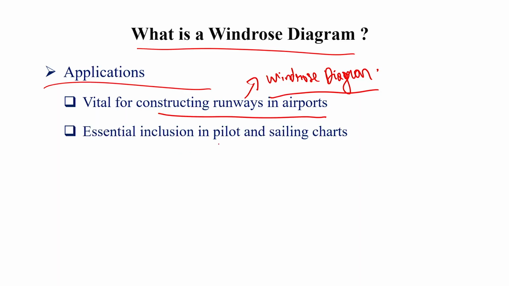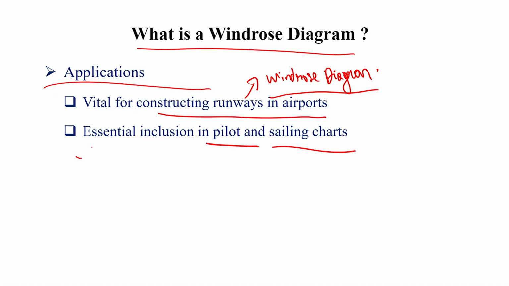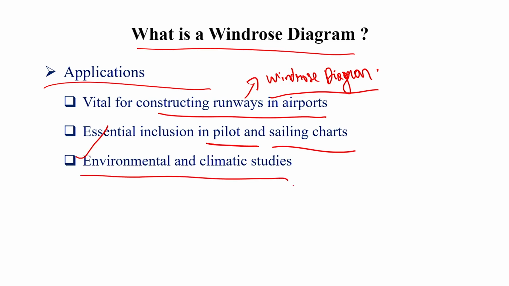The next one is, it also helps the pilots and sailors. So, they get to understand at which direction the wind will flow, so they can adjust their execution of a flight plan or their execution of a sail plan based on understanding the overall direction at which the wind will flow. So, it is very essential for pilots and sailors. And environmental and climate studies, so basically when you want to understand rainfall patterns, temperature patterns, all these things, wind always plays a major role behind it.